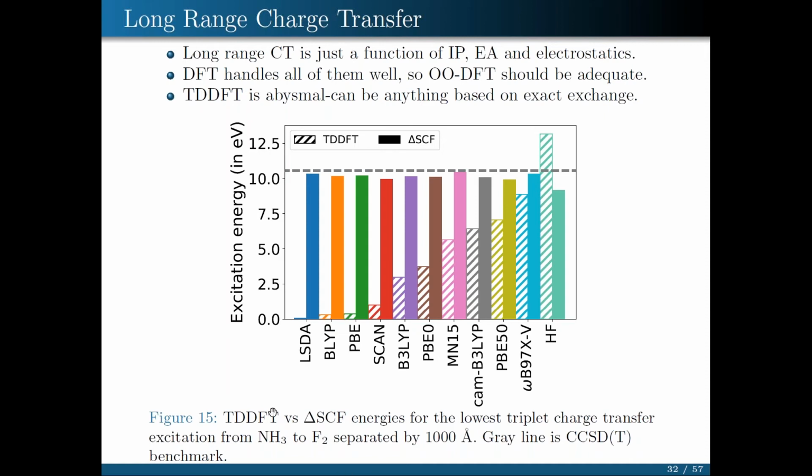And indeed, it seems to be the case for this ammonia-fluorine long-range charge transfer, where the two molecules are separated by 1,000 angstroms and an electron is transferred from the lone pair of ammonia to the antibonding level of fluorine, where all of the orbital optimized delta SCF solutions agree fairly well with the CCSD(T) benchmark. Whereas TDDFT is abysmal, it can literally give you any value you want based on exact exchange. A great way to make theory and experiment agree, just start tuning the amount of exact exchange in your functional.